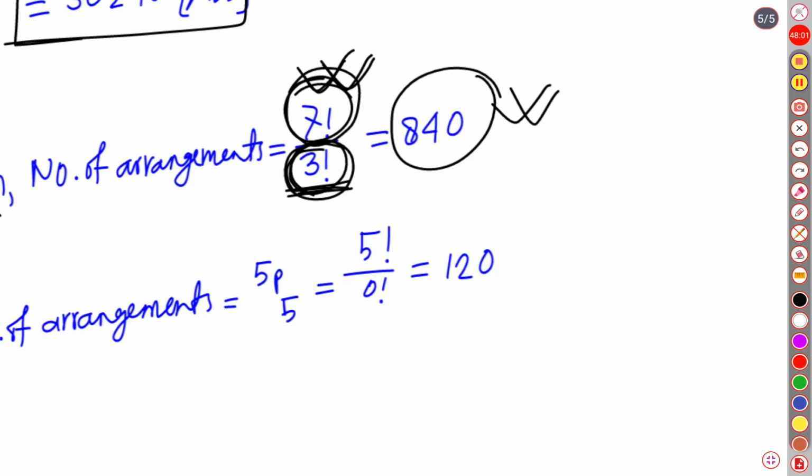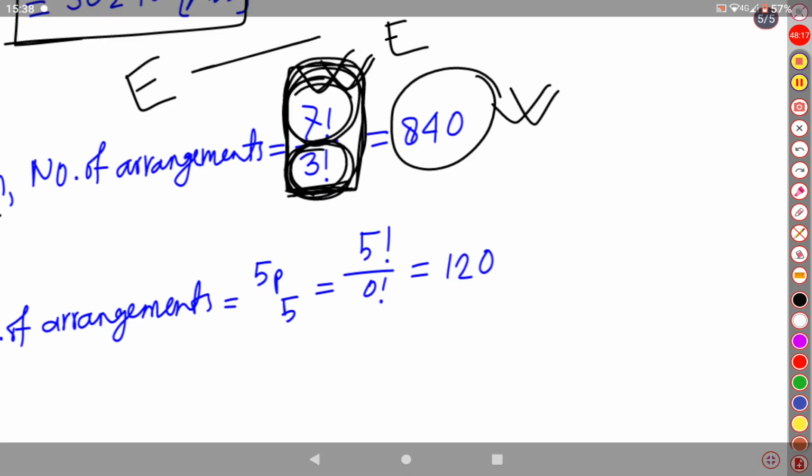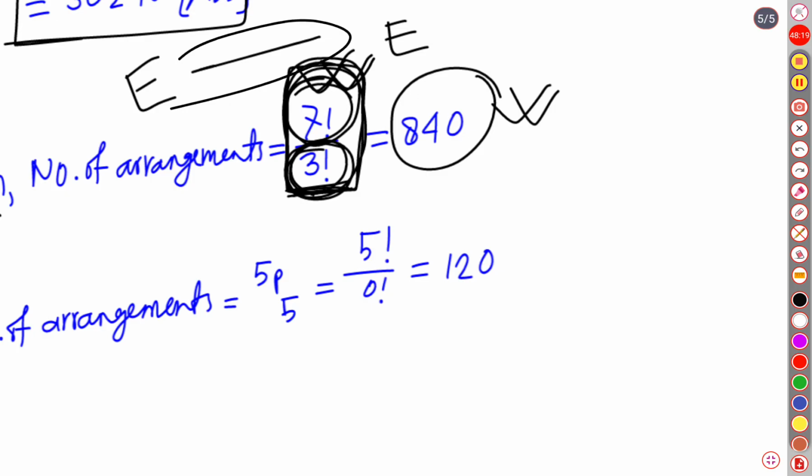And we should not forget that here we have supposed there is no more restriction. We have calculated generally, if e is at the beginning and another e is at the end, how the letters can be rearranged in this way. Let's see the next part of this question. There are some more complicated parts inside this question.